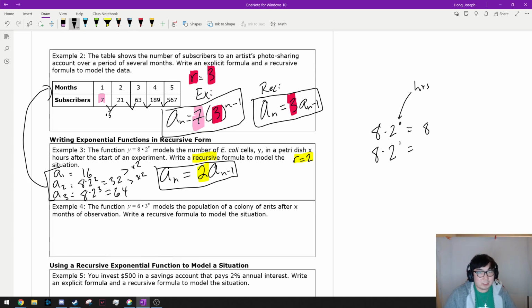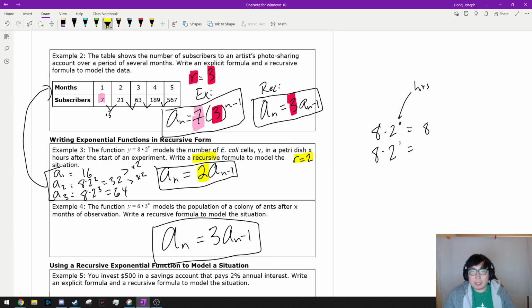The answer for this is a_n equals 3 times a_{n-1}. And another nice, convenient thing is that this 3 is actually right here. Notice that the 2 for my answer for example 3 is also in the question, or in the formula that it gave me.